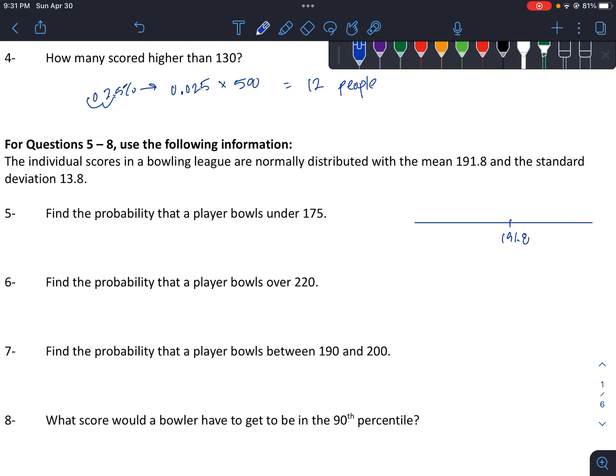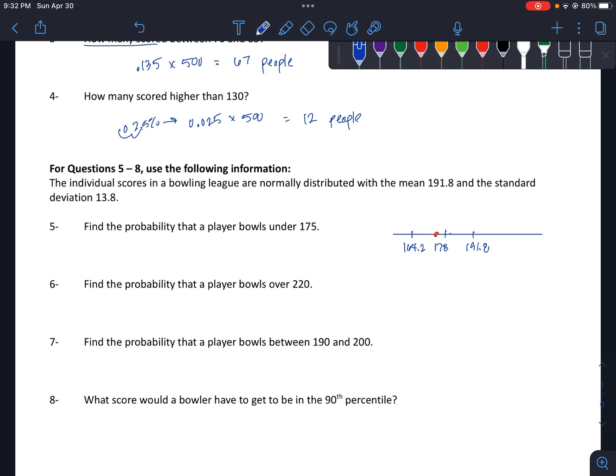Just to give you guys some idea of why we're doing this. So 191.8 minus 13.8. So it's going to be 178 right there. And then we're going to subtract 13.8 again. And we're going to get 164.2. So 175 is somewhere in between here, but you can see that it's not exactly one standard deviation over. So to see how many standard deviations over, we're going to use the z-table.